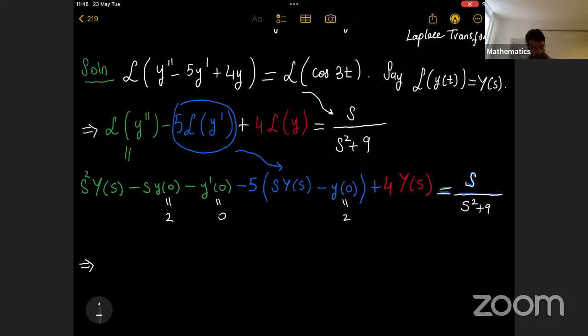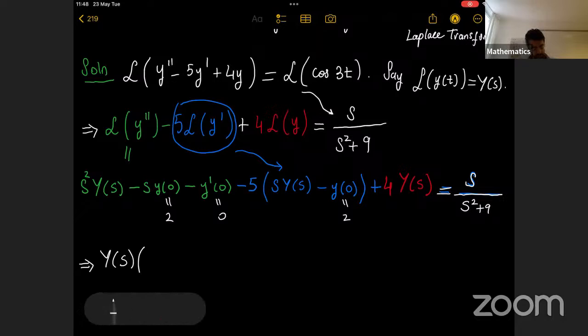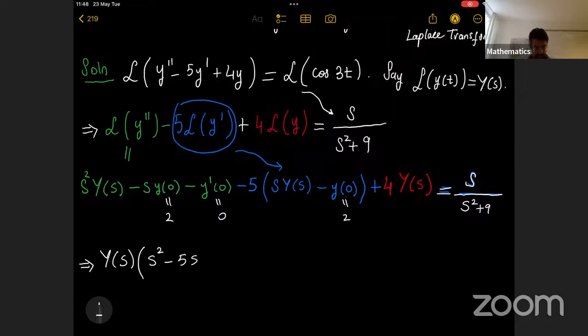We will get s squared, okay, minus 5s plus 4, minus 2s plus 10 is equal to s over s squared plus 9, right? We get that.